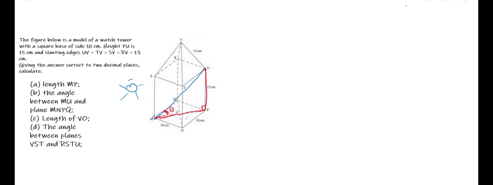Those 2 lines meet at an angle of 90 degrees. So for us to get the angle, we are supposed to use the triangle MPU. If we remove that triangle, that is the height, the base, and the hypotenuse, MPU. The PU is 15, and MP we calculated in part A, which is 14.14. So the angle we want is this angle theta.